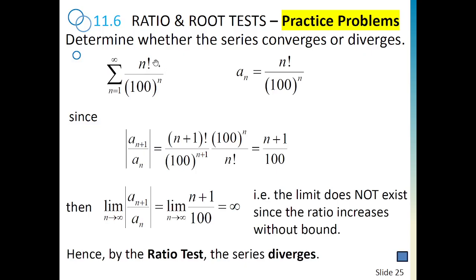Again, here we have factorial and exponential. Obviously, we need to use the ratio test. That's the wisest approach. Things simplify now. We have ratio is n plus 1 divided by 100. So as n goes to infinity, obviously the upstairs increases without bounds, so the limit does not exist. Therefore, by the ratio test, this series is divergent.